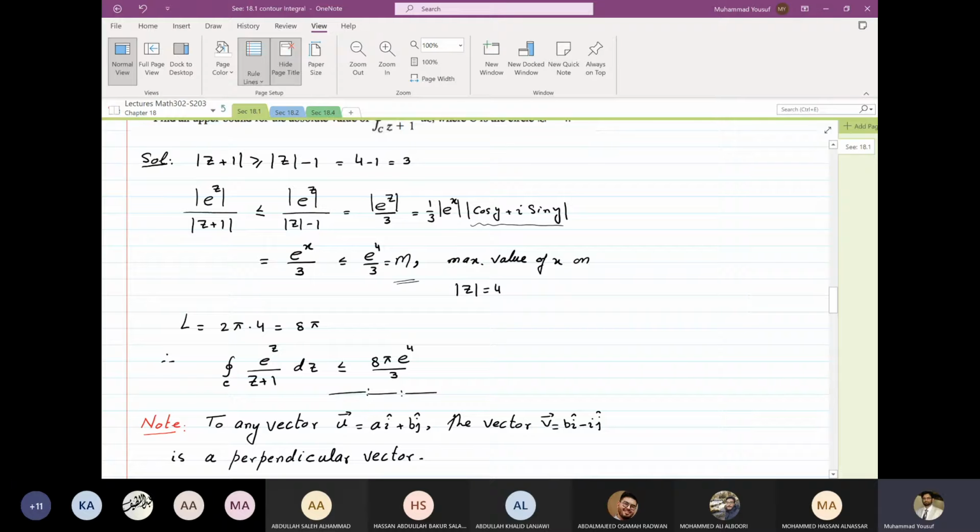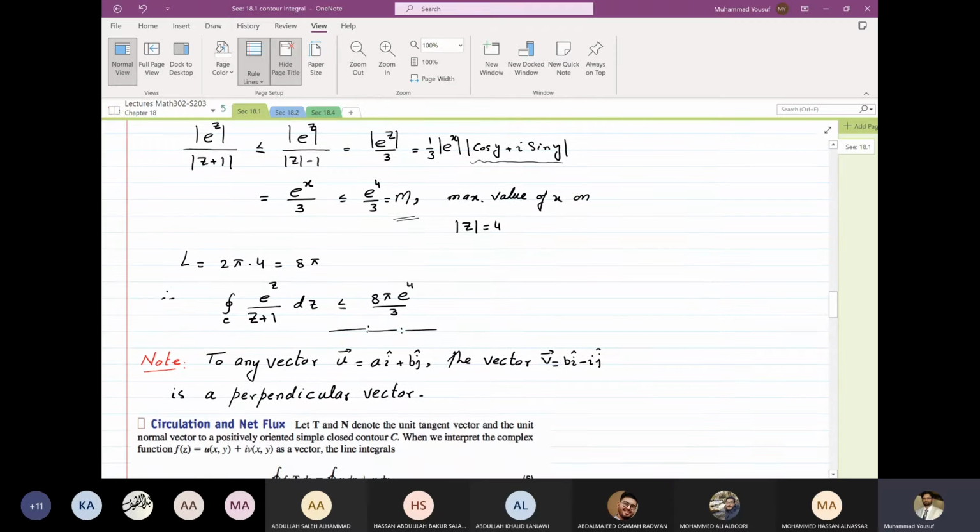Now the length of this curve, which is a circle of radius 4, is 2 pi r. r is 4, so 8 pi. So therefore this integral in absolute value is less than or equal to 8 pi e^4 over 3.